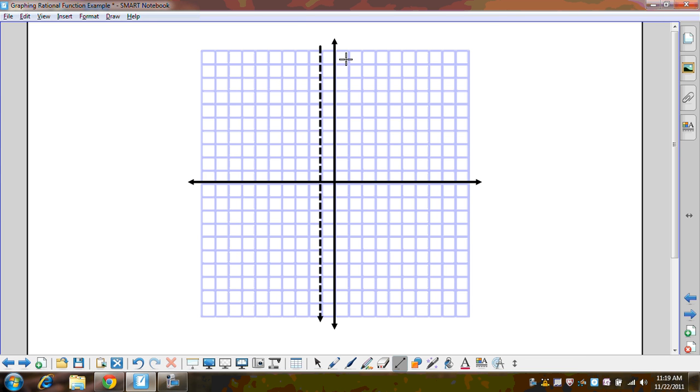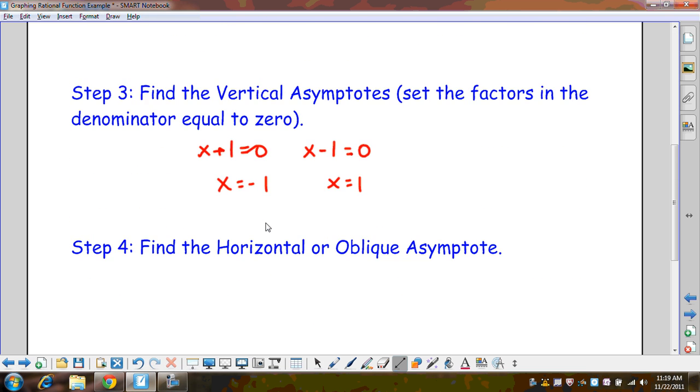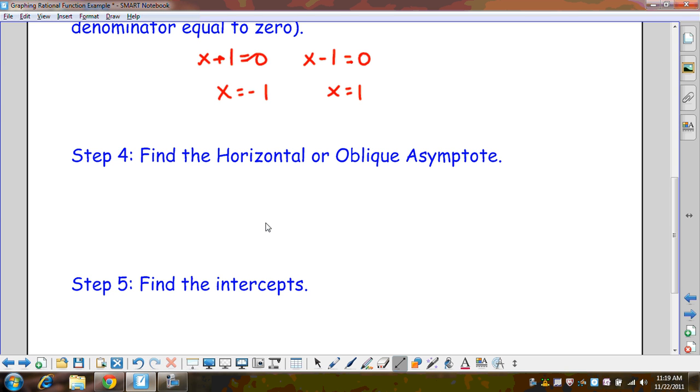And I'm going to go ahead and graph those. So I'm going to use dotted lines at x equals negative 1 and at x equals positive 1. So I'm going to do a dotted line at negative 1 and a dotted line at positive 1. Remember, asymptotes are always represented with a dotted line on the graph. Now let's move on to step 4.